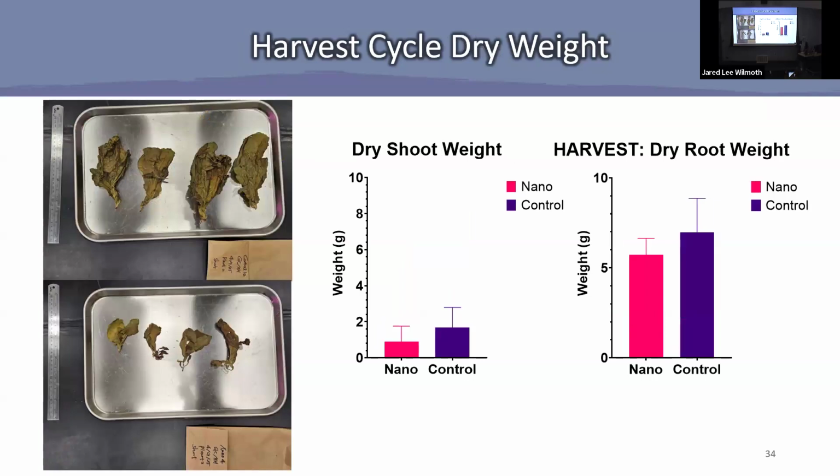And so we put them in an oven at 70 degrees C for 48 hours. And after that, we took the dry weight of the shoot and root. This is what they look like dried. For the nano tanks, there's slight overlap. And similarly with the root, it's lower than the control tank. So not as dense in terms of the control systems.